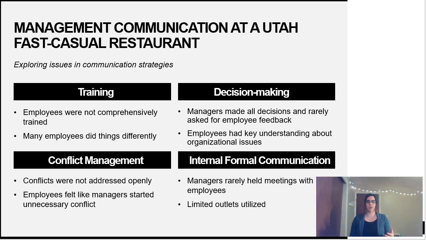And so when managers just have their manager meetings and exclude employees and don't have any way to solicit information from them, that can lead to ineffective decisions. And at the organization that I worked at, this was definitely true.